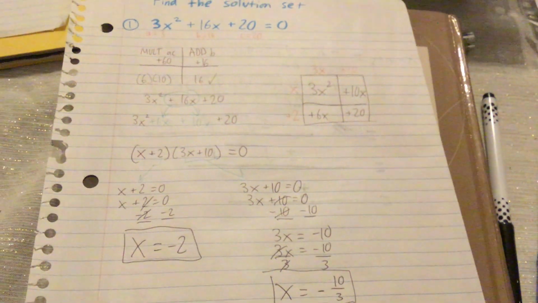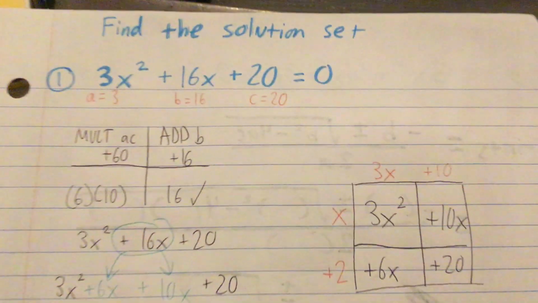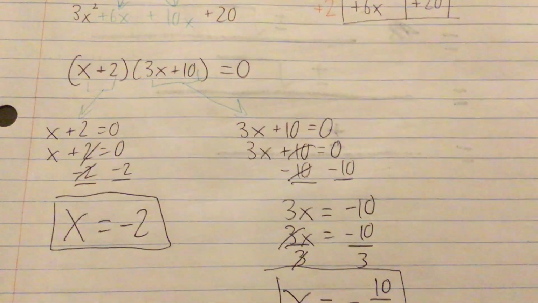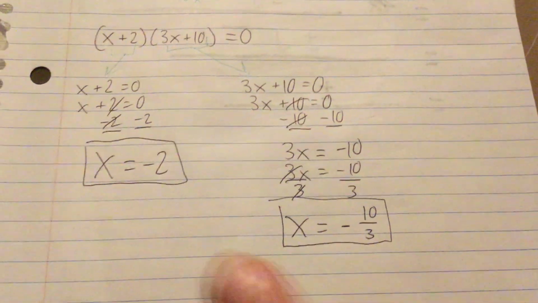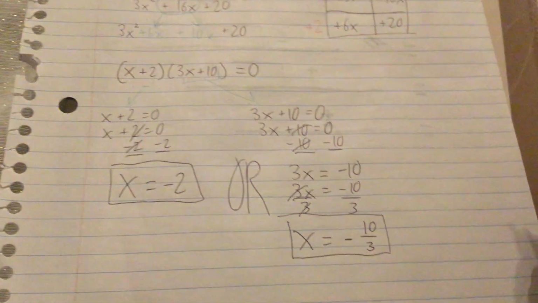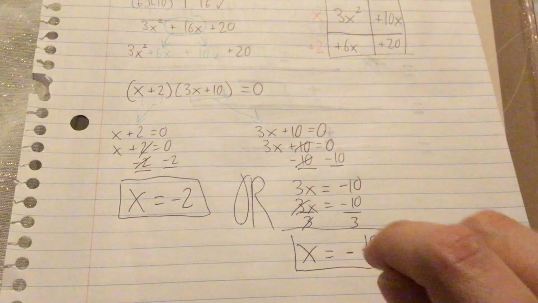So in order to solve this by factoring, you would need to split the middle term, put them in the rectangle, and use the zero product principle. Now that we know the answers are negative 2 or negative 10 thirds, let's try this using the quadratic formula.